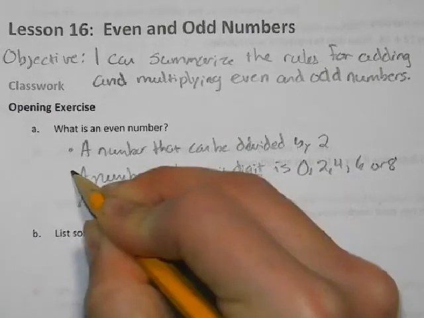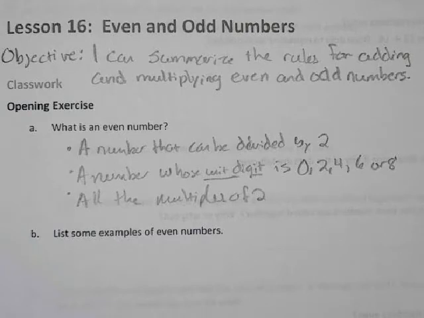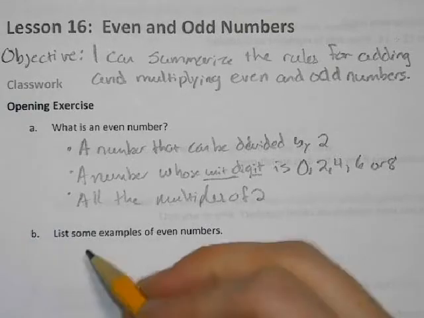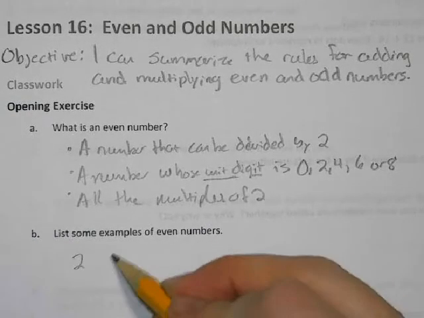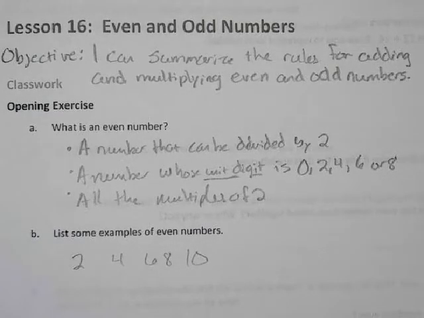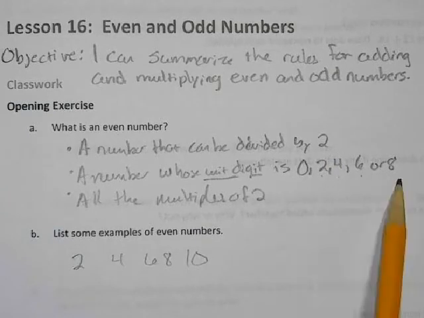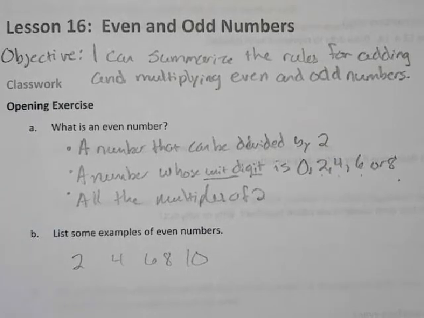If you had something different than those, it's okay. This is just, generally speaking, something that you would have written down. Examples of even numbers, you could have 2, 4, 6, 8, 10, 12, 14, 16, 18, 20, all the way up. As long as your numbers ended in a 0, 2, 4, 6, or 8, you have an even number.